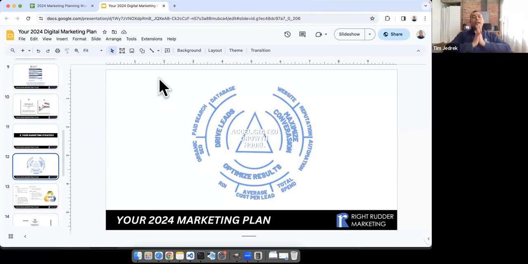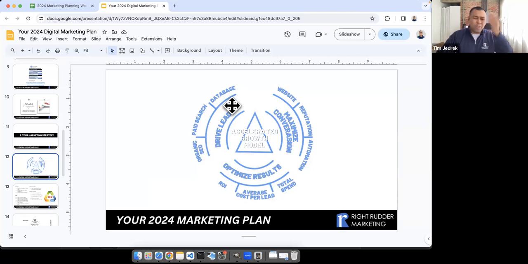There are 3 aspects of the strategy that we need to consider: getting the leads, maximizing that conversion, and also maximizing our results. Each part of that triangle has different avenues that we can try. So for driving leads, it's really about your organic SEO, your paid search, and then database.